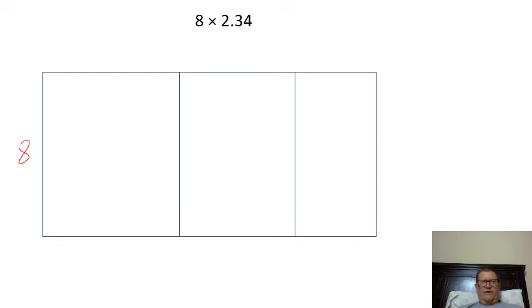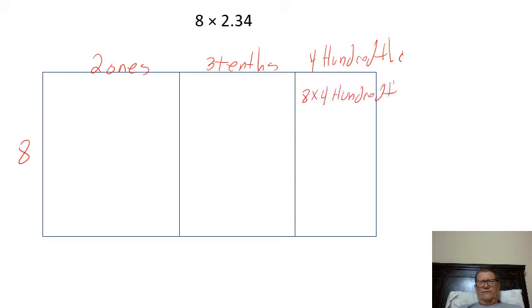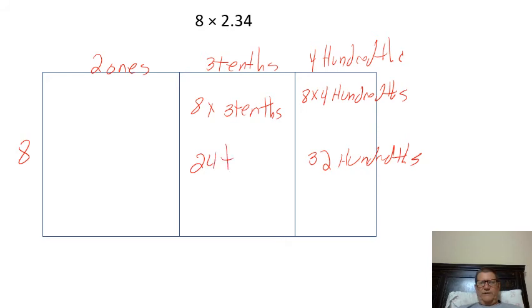Once again, whole number on the side. We're going 2 ones, 3 tenths, and 4 hundredths. Now we know this becomes 8 times 4 hundredths, which is going to give us 32 hundredths. And here we're going to have 8 times 3 tenths, which is going to give us 24 tenths. Our last one's 8 times 2 ones. This is going to give us 16 ones.